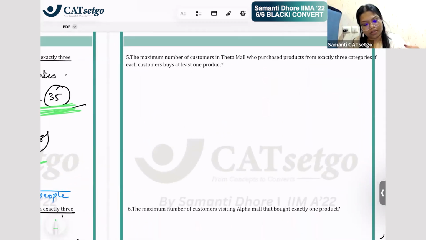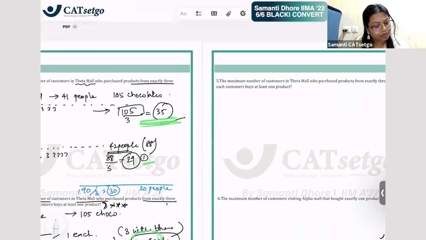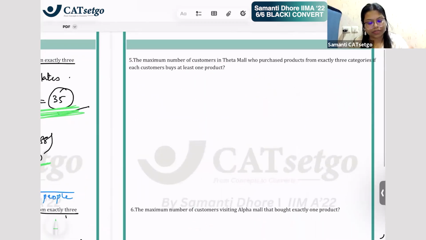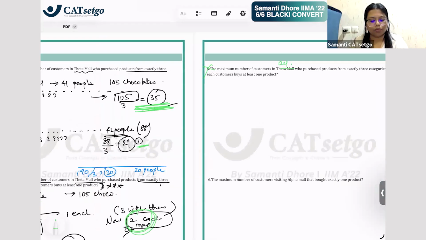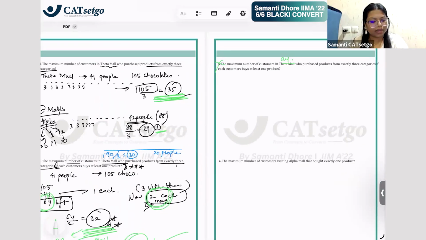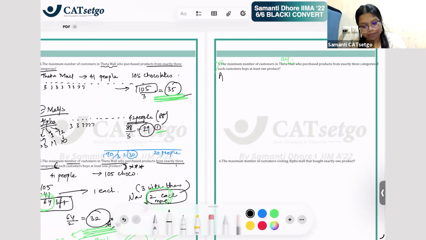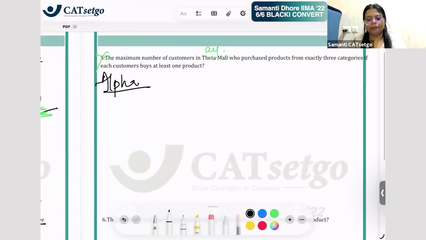5th question. The maximum number of customers in Theta Mall. 5th question we did, and that space was enough. We can actually find for all malls also. So we can find it for all malls, and you know how to find it for all malls. Like we found for Theta Mall, you should be able to find for all malls. Right? Like this, every mall's answer will come out. Tell me, find out for Alpha Mall.